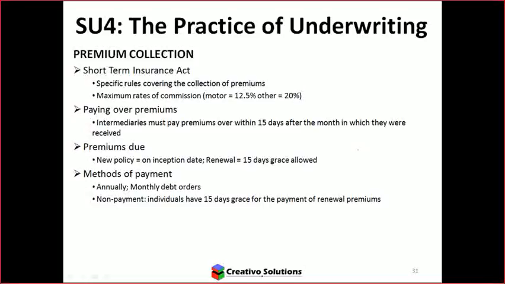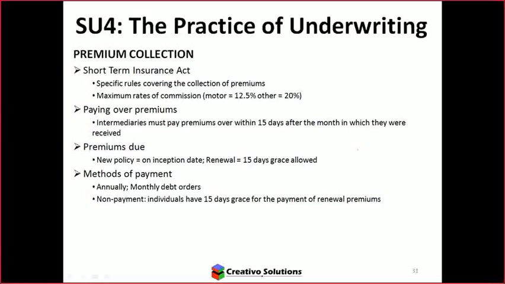All right, just a note about premium collection. This is more related to who, the insurer or the insured? Who collects the premium? The insurer. Okay, sometimes you have a scenario where there's an intermediary, so the intermediary actually collects it on behalf of the insurer. It just depends how the policy is structured.